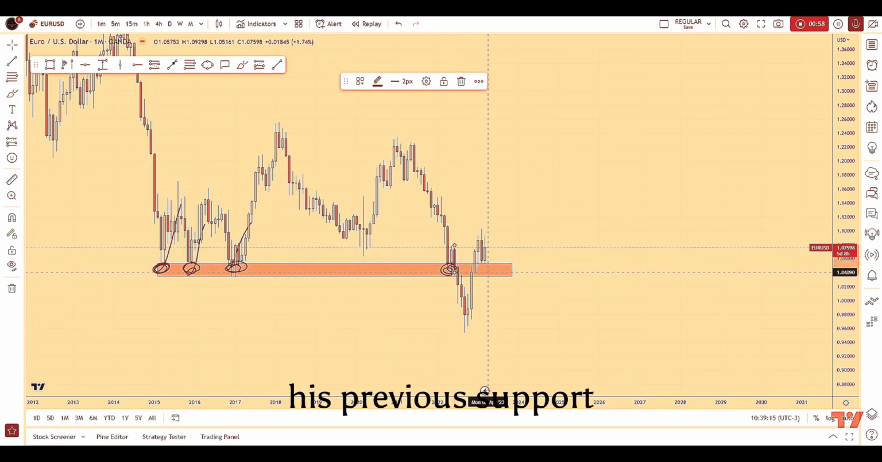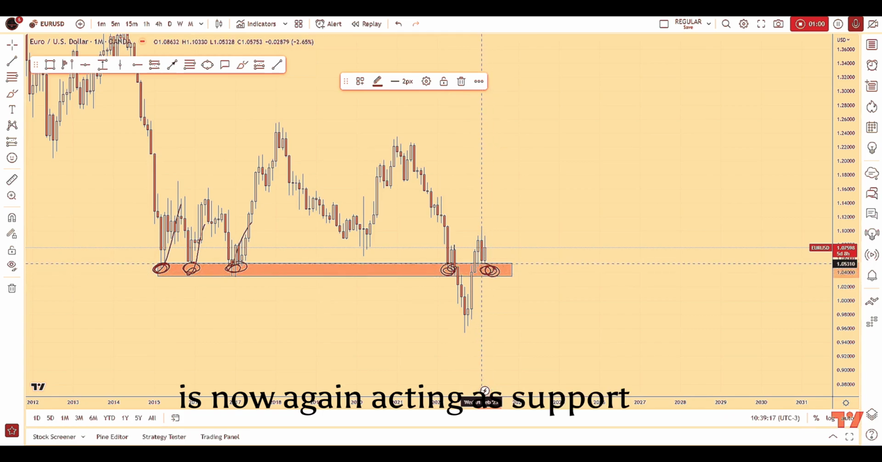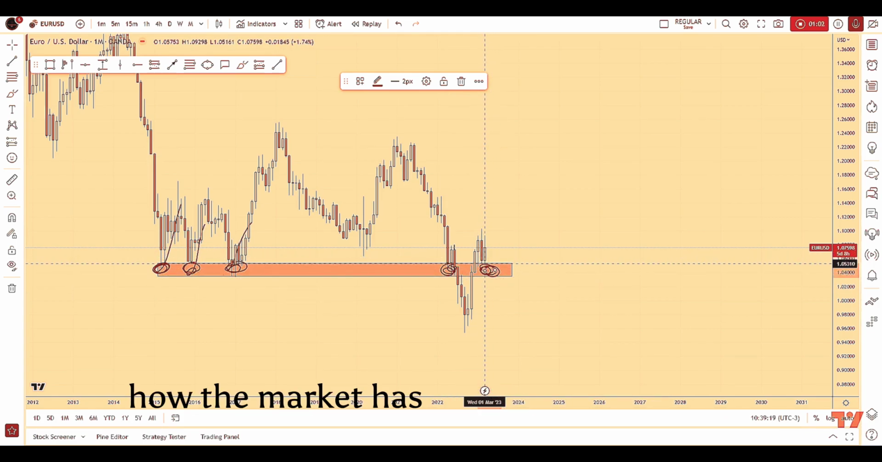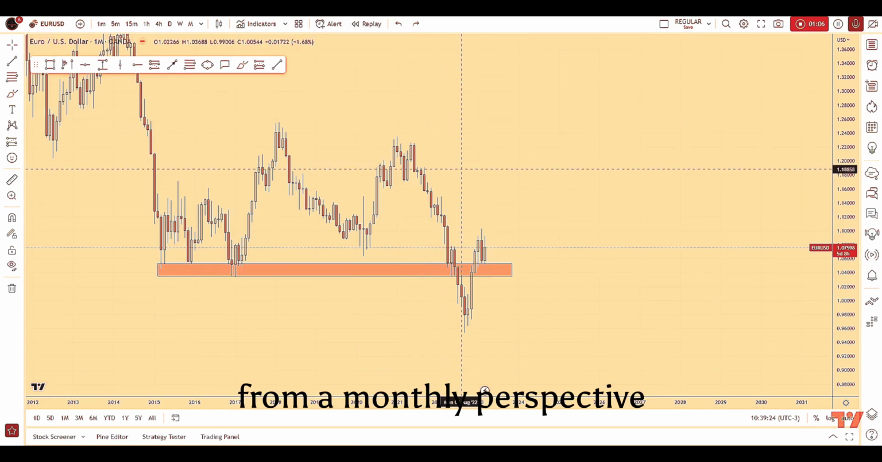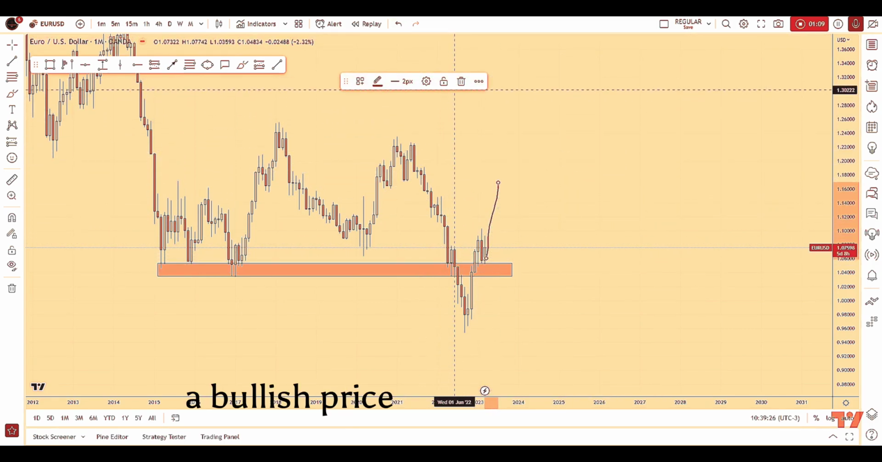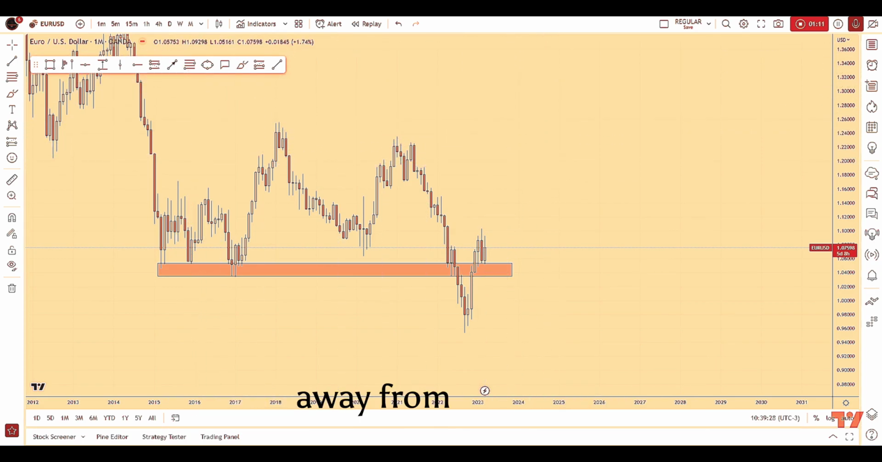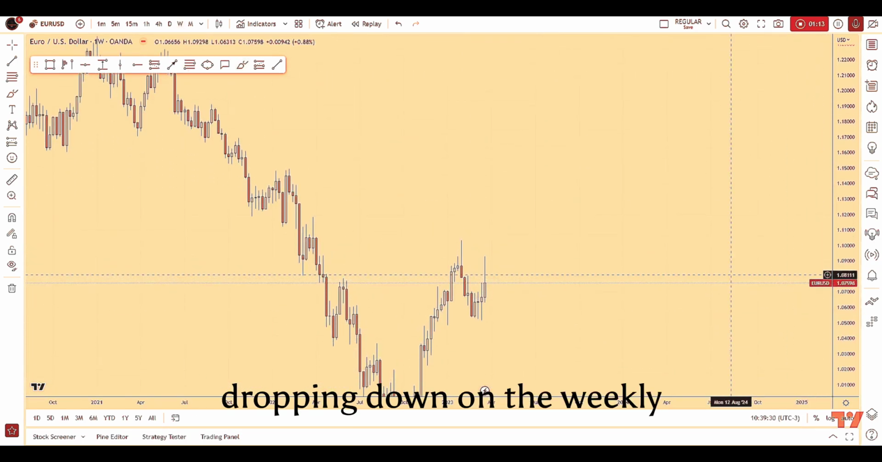At this point, this previous support is now again acting as support here, and we can see in fact how the market has already tested its zone and started to reject it to the upside. So from a monthly perspective, we could expect more bullish price action to be created away from this area. Dropping down on the weekly, what do we see?